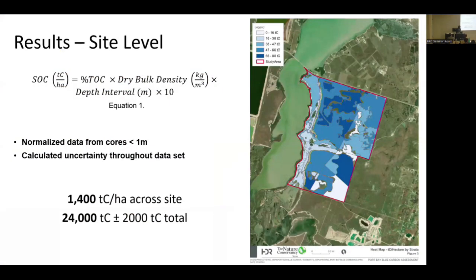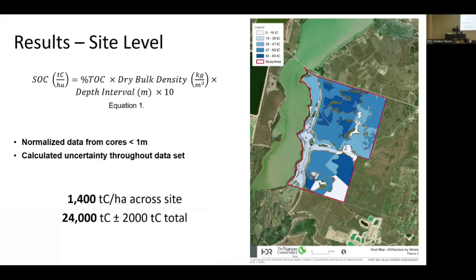Looking at the results, so the soil organic carbon, that's in metric tons of carbon per hectare. You're deriving that from percent total organic carbon times dry bulk density times the depth interval, how big that subsample is, times 10. Those are summed across the subsamples and summed across all the cores to get a measure of estimated average carbon for the site. So we wound up with 1,400 tons of carbon per hectare across the site on average. When you multiply that out, it was a total carbon stock of 24,000 plus or minus 2,000 tons of carbon.